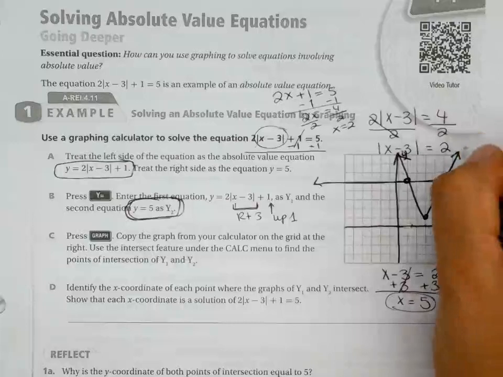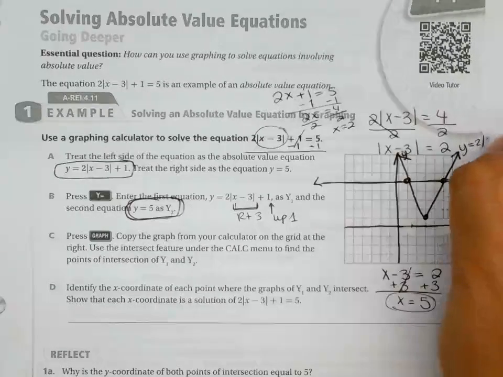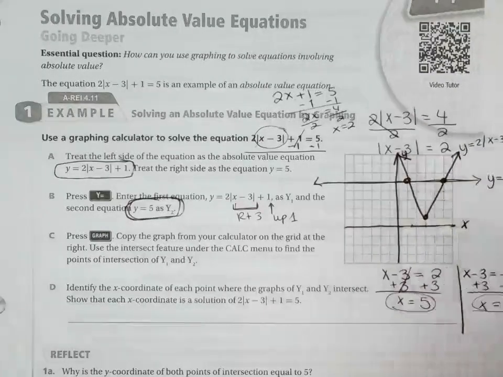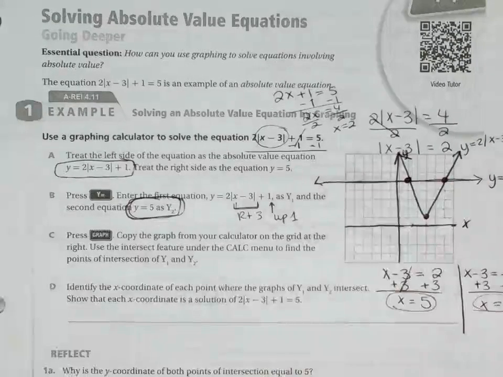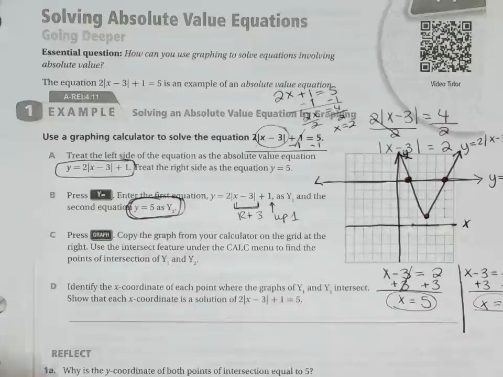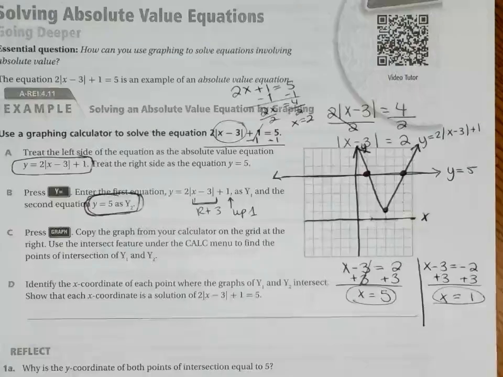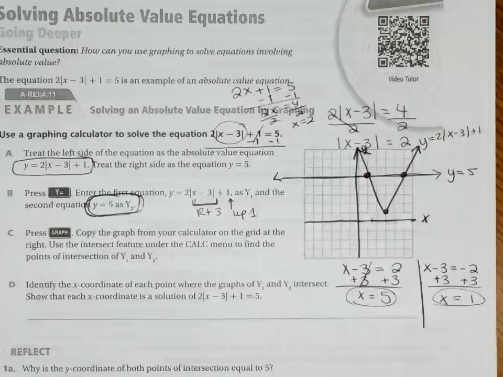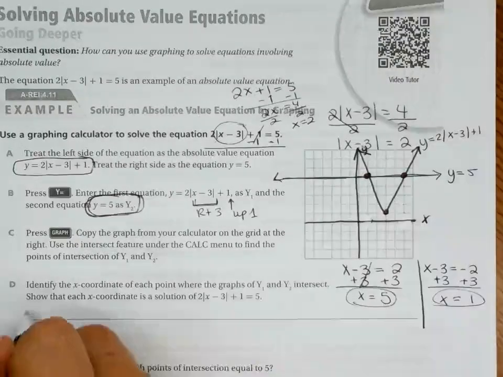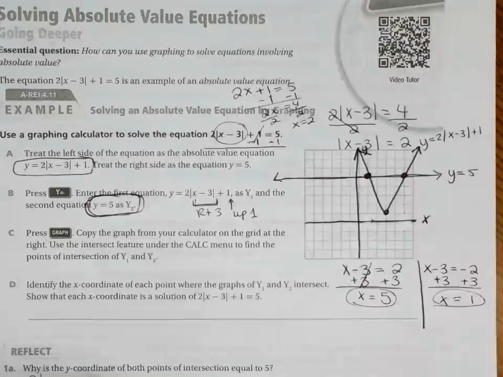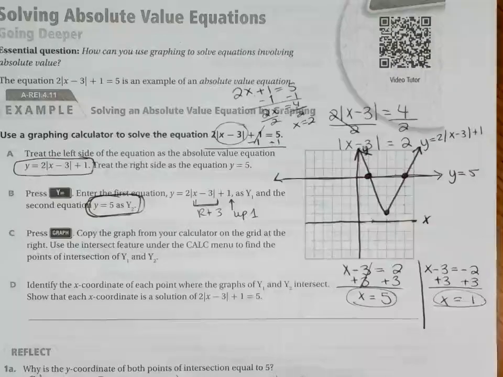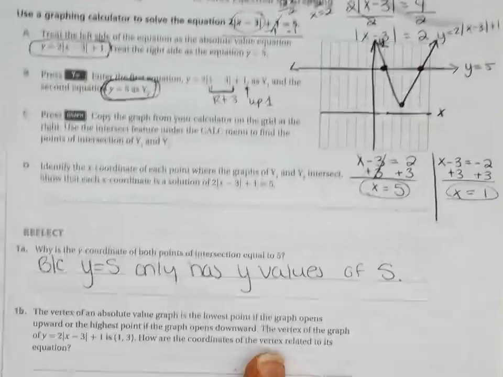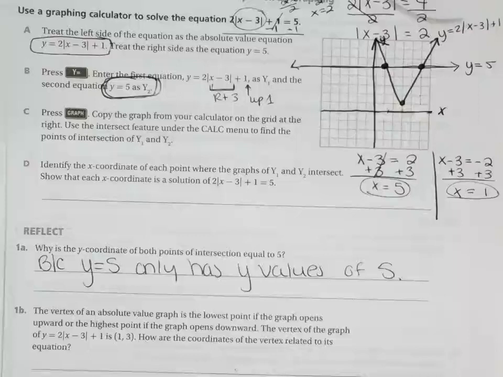And then this one is y equals 2, absolute value x minus 3 plus 1. So I have these two lines. Why are both of the intersections at y values of 5? Because y equals 5, every single y value is 5 on that line. So that's why they would intersect there. Because y equals 5 only has y values of 5.